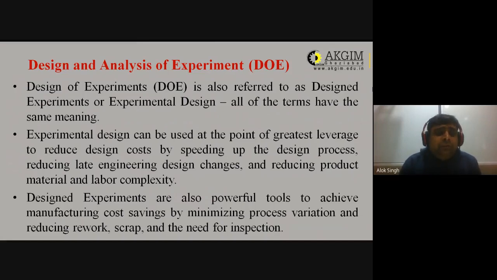Reducing rework means working again and again. Reducing scrap is reducing wastage of material, and reducing the need for inspection means you check the product and then deliver to the customer. All these things will be eliminated if you are using designed experiments. So that is basically design of experiment.